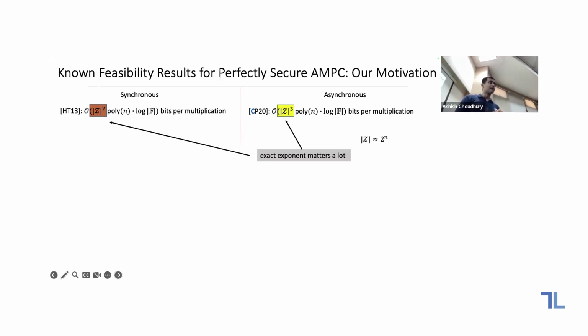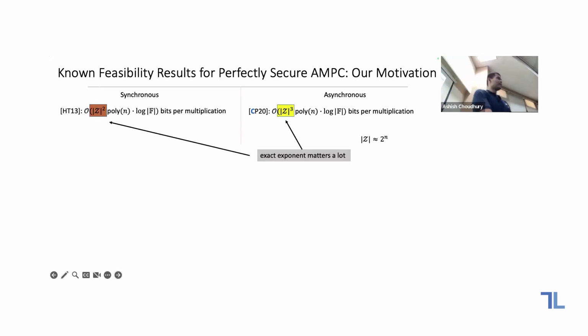Is this the amount of computation? It's the amount of communication per multiplication gate. And the rounds? Its overall round complexity will be proportional to the multiplicative depth of the circuit.